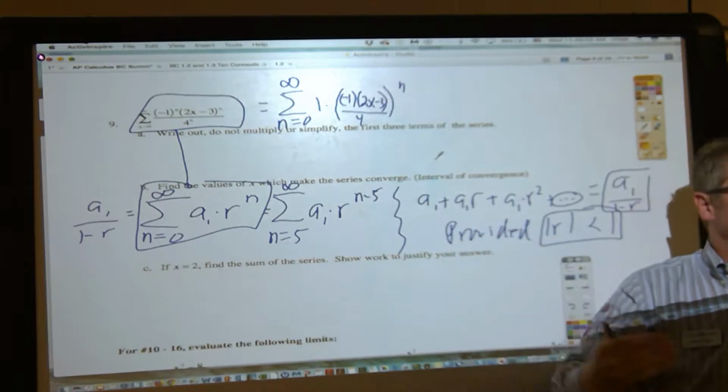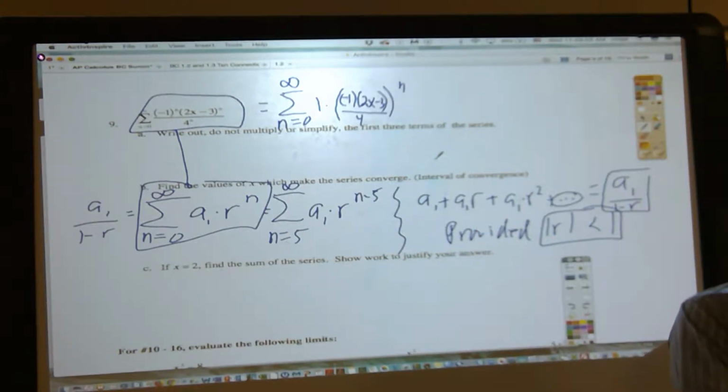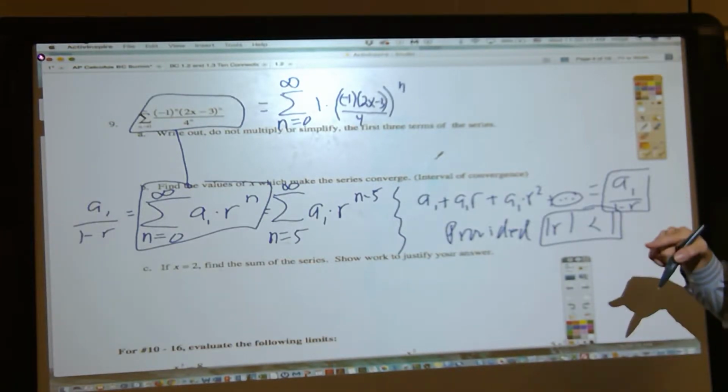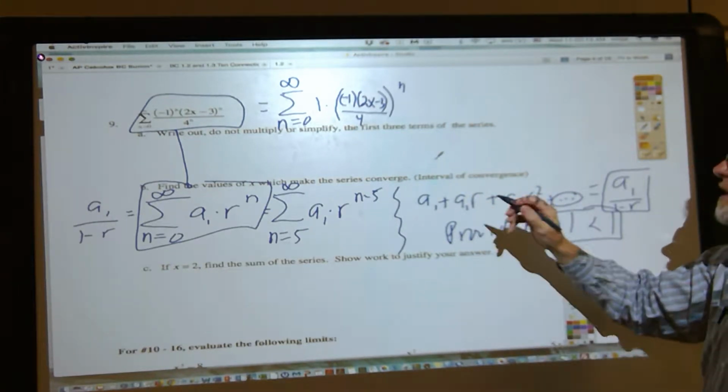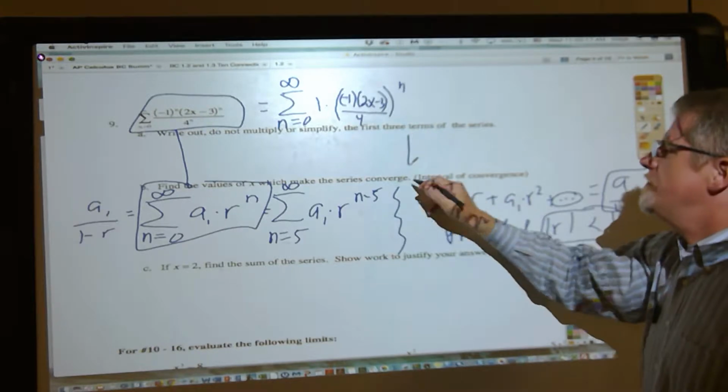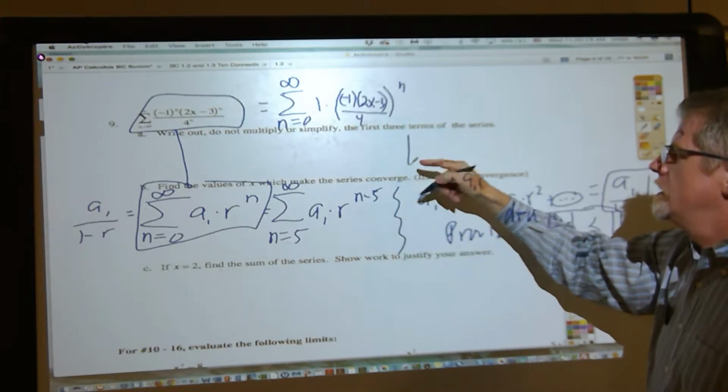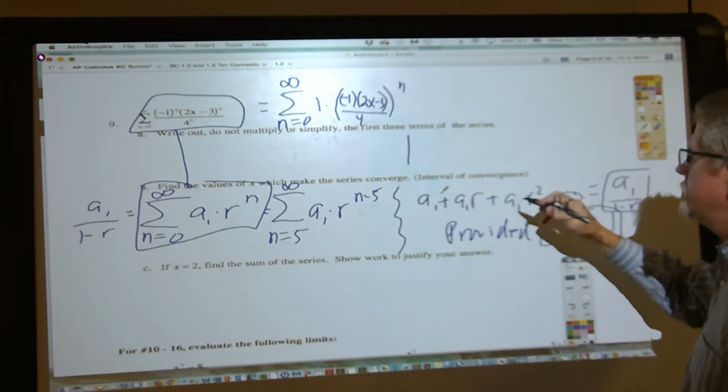So now I know what the common ratio is for this series without even taking the time to write out several of the terms and take any given term divided by the previous term, which is another way you could find the common ratio of this infinite geometric series. So what you're going to have to do in part B is solve the inequality, the absolute value of r less than 1. It's going to be the work you do in part B.